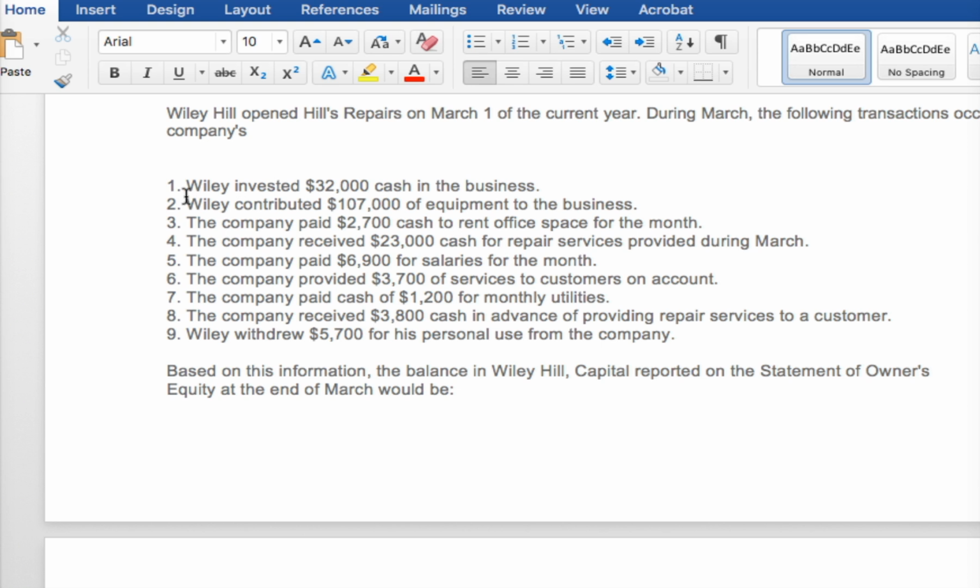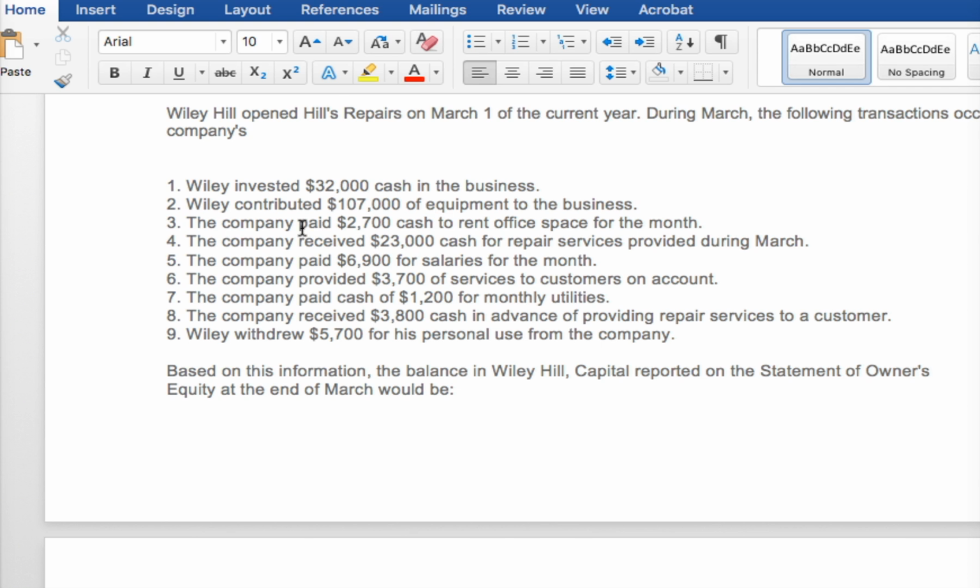So just right off the bat, just kind of rattling through them, if Wiley invests cash in the business, that does affect Wiley's capital account because that's capital that Wiley contributed to the business. Wiley contributes equipment to the business. Again, that would show up in Wiley's capital account because Wiley's contributing to the business. That increases assets in the business, which increases Wiley's capital in the business.